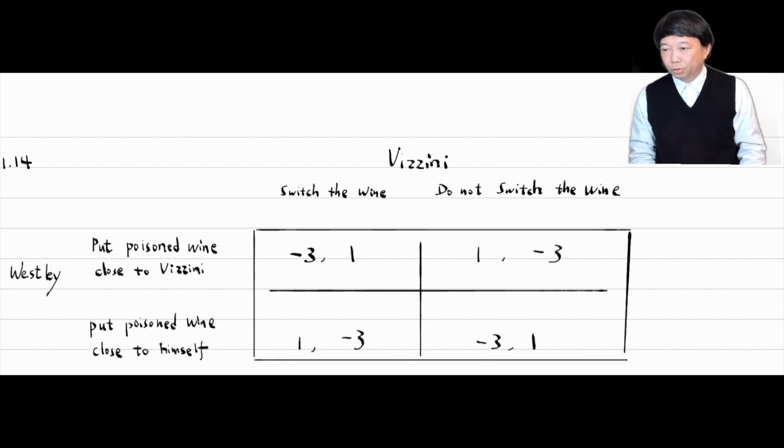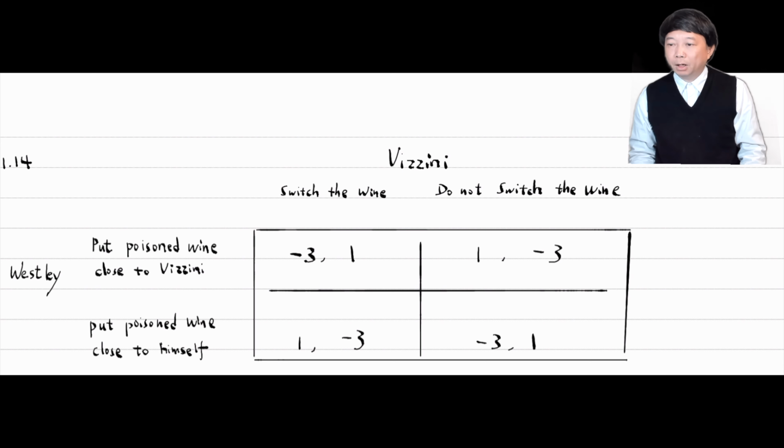Wesley has two strategies: to put the poisoned Y close to Vicini or to put the poisoned Y close to himself. Vicini has two strategies: to switch the Y or not. The first number in each cell is Wesley's payoff and the second number is Vicini's payoff. We use the best response approach to find the pure strategy Nash equilibrium.